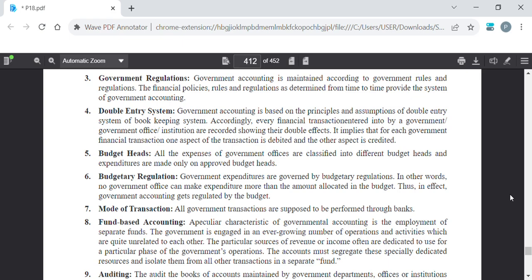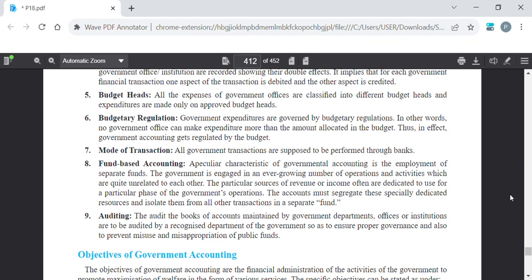Thus, in effect, government accounting gets regulated by the budget. Okay, so even government accounting is regulated by budget. Mode of transaction. All government transactions are supposed to be performed through banks. Nothing can be done with the help of cash. Other than banking mode, everything needs to be done by banks.